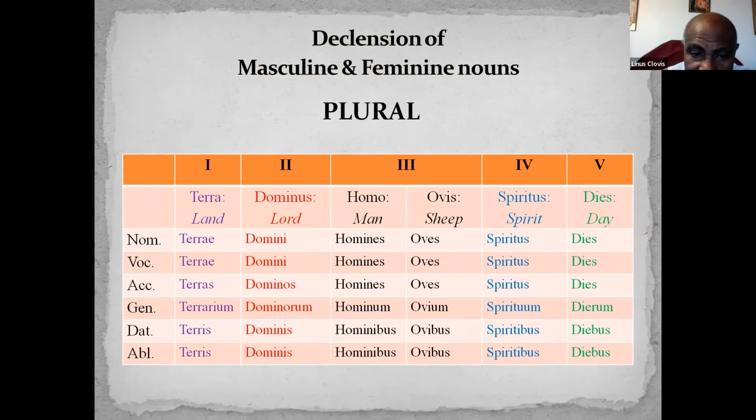Okay, dominorum. I think we can just take it for granted. I think that's just our first declension genitive, it's a typing error. Okay, if we look across, again, the nominatives, we can see basically the similarities. So nominative and vocative are the same all the way across. For the accusative, we have terras and then dominos and then homines and oves and spiritus and dies.